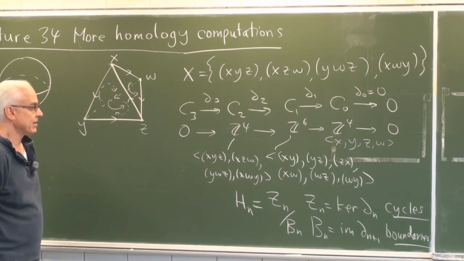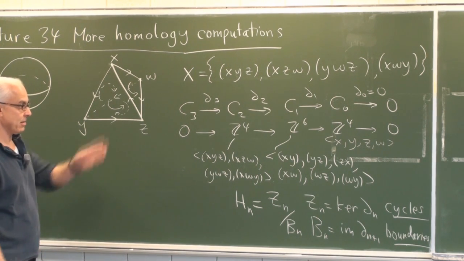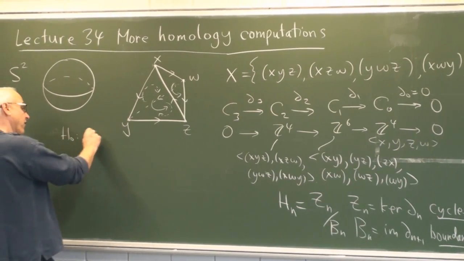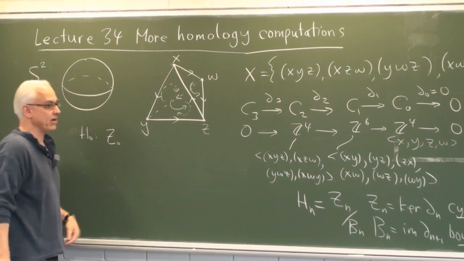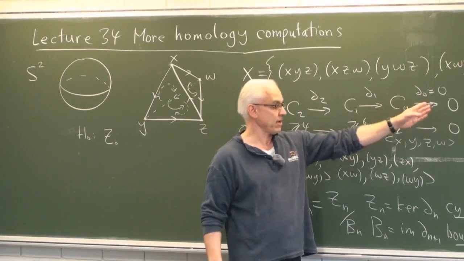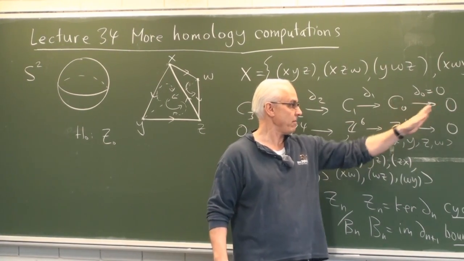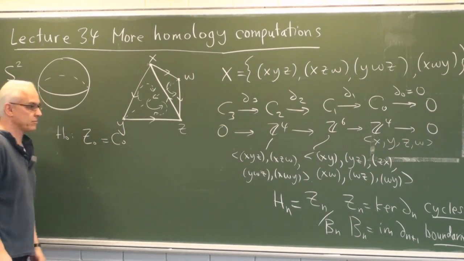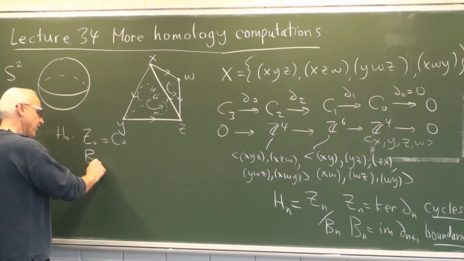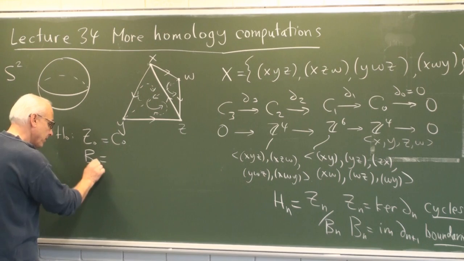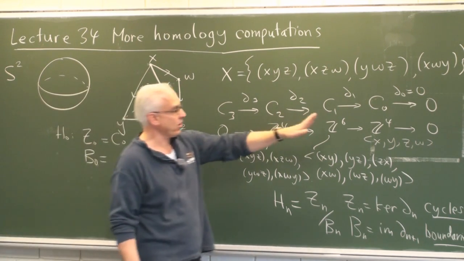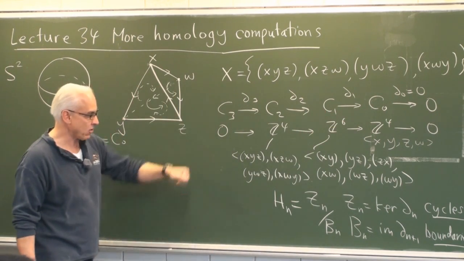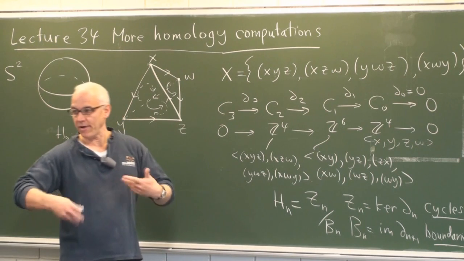Okay, so let's start with the 0 homology. To calculate H0, first of all, Z0, the space of cycles, is everything, because this is the 0 map. Everything gets sent to 0. So that's just C0 itself. On the other hand, the boundaries here are the images of the edges under their boundary map. So we have to take all these 6 edges and compute their boundaries.